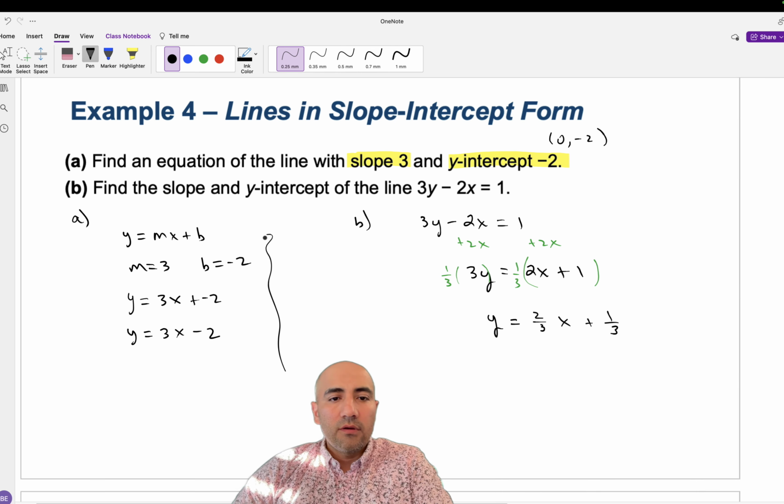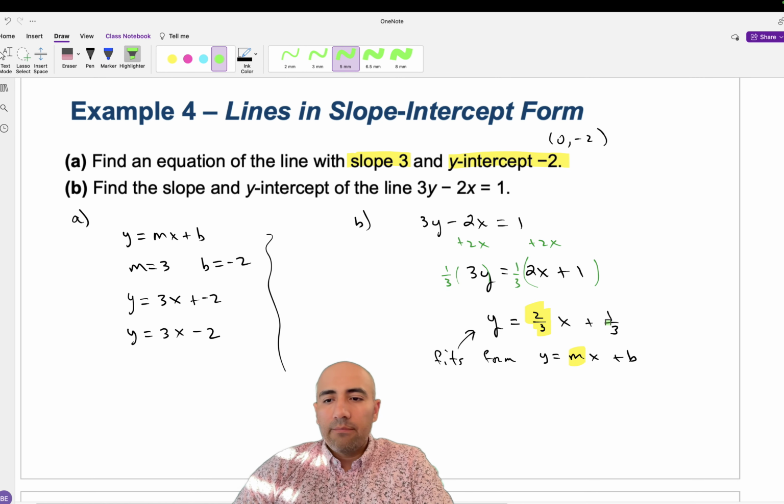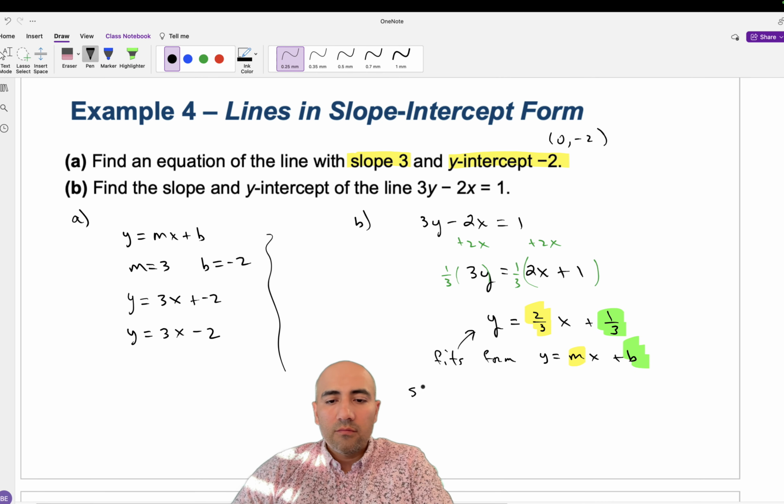This fits the form of y equals mx plus b, where the m is being played by 2/3 and the b is being played by 1/3. So from there I can tell that the slope is 2/3, and the y-intercept is (0, 1/3).